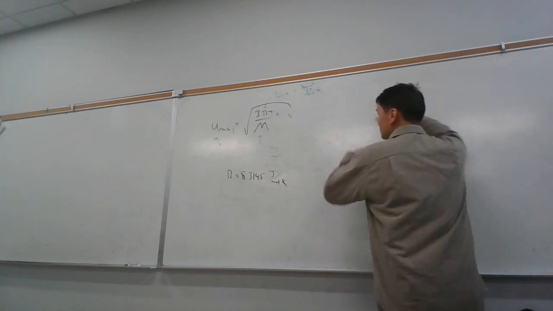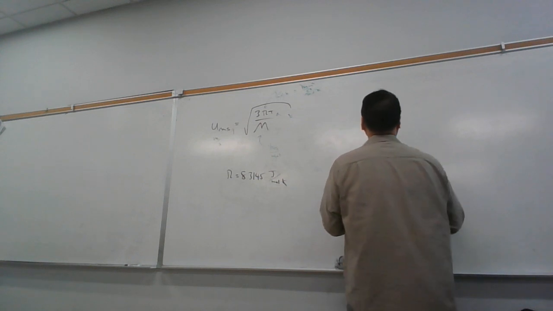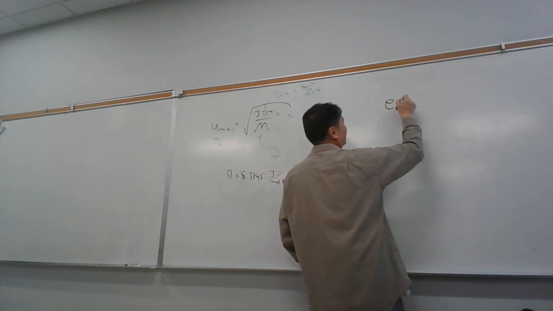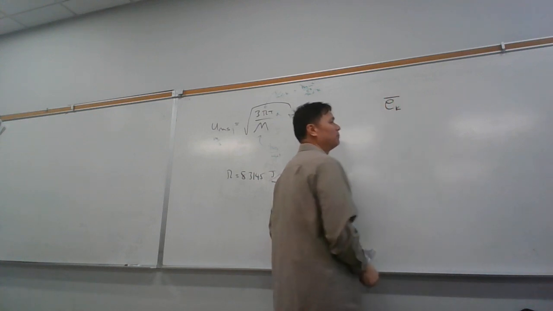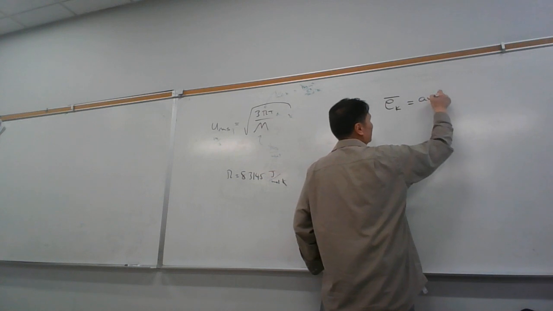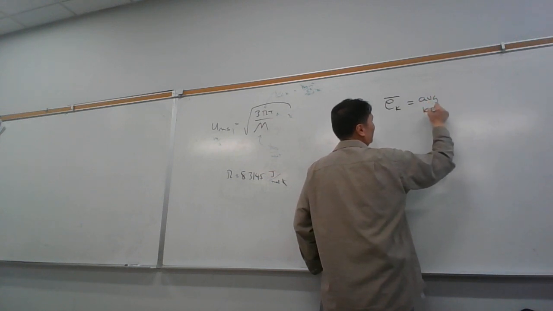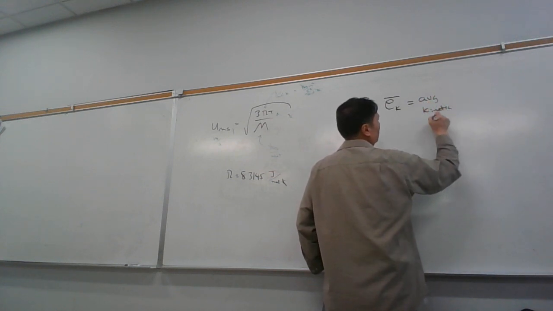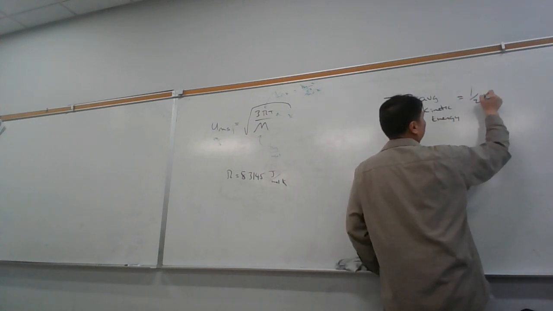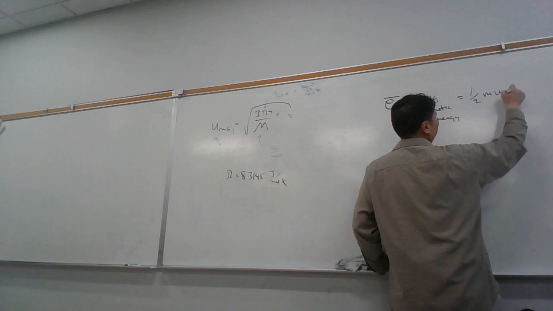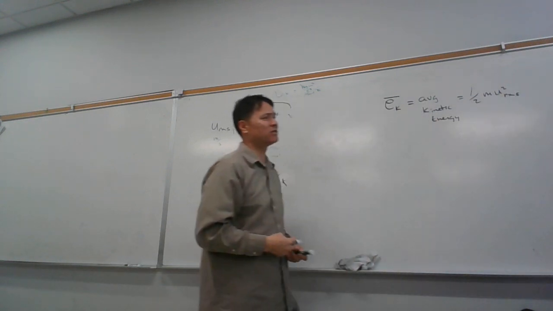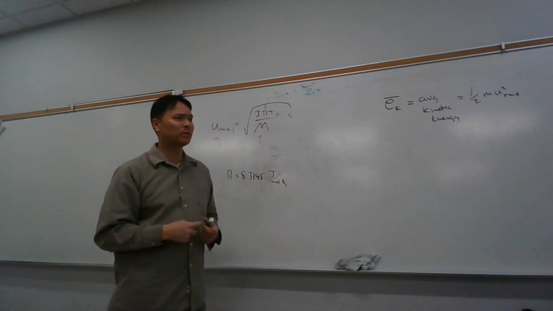If we only have translational motion, then the kinetic energy, which our book calls E sub k, and we use this bar. Do you know what that bar means? Average. So this is the average kinetic energy. The average kinetic energy is equal to 1/2 m u RMS squared. So in other words, 1/2 mv squared is the equation that people have to memorize in physics.